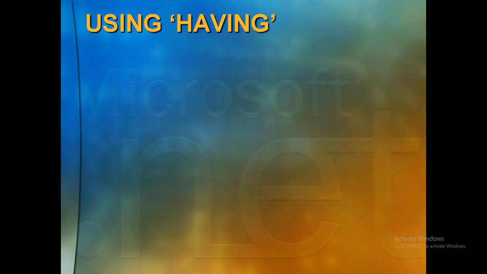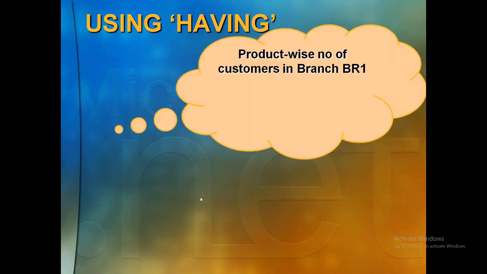Now, the next clause we are going to understand today is the having clause. Let me give you a query. Product wise number of customers in branch BR1. Let me write this query. Product wise, wise means group by clause. Customers in branch BR1.